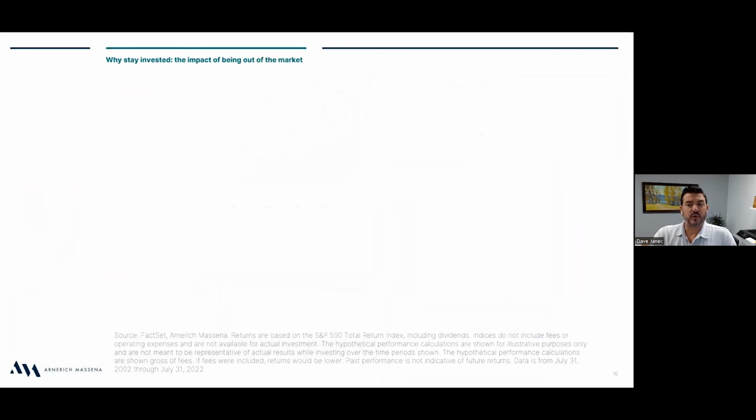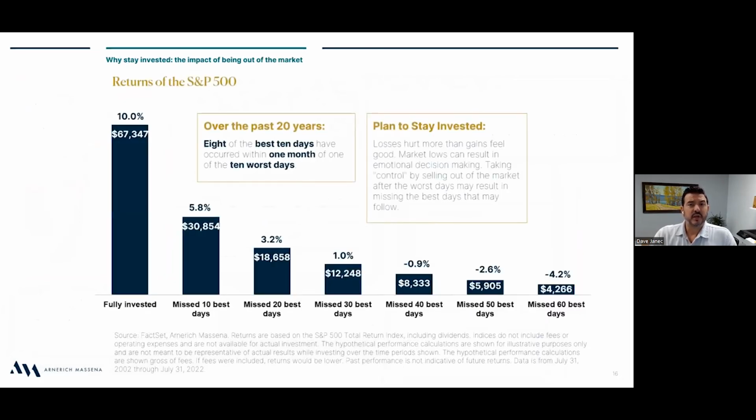Here's a more quantifiable way of looking at timing the market. If you bought the S&P 500 20 years ago, you would have annualized roughly 10% a year. If you missed only the 10 best days over that 20-year period, your return would have been cut nearly in half. If you missed the 20 best days, say the best day of each year, you would have achieved 1/3 of the return of the index. And most of these days follow the biggest drops in the markets. Market lows can result in emotional decision-making.